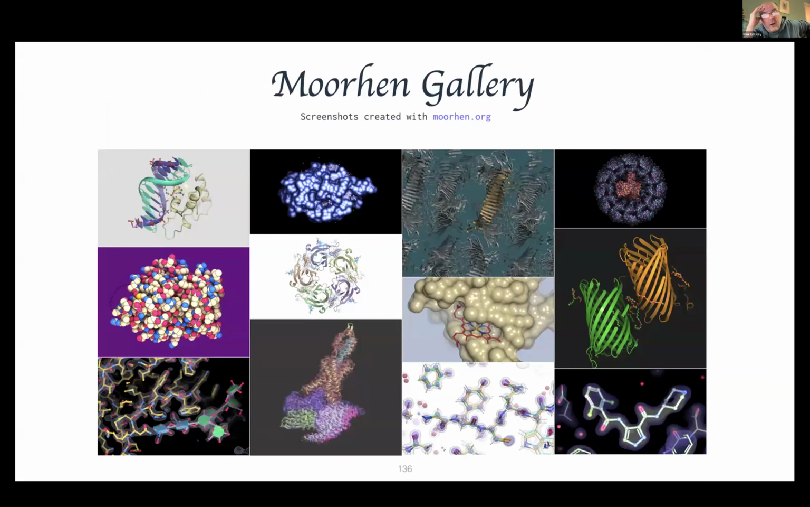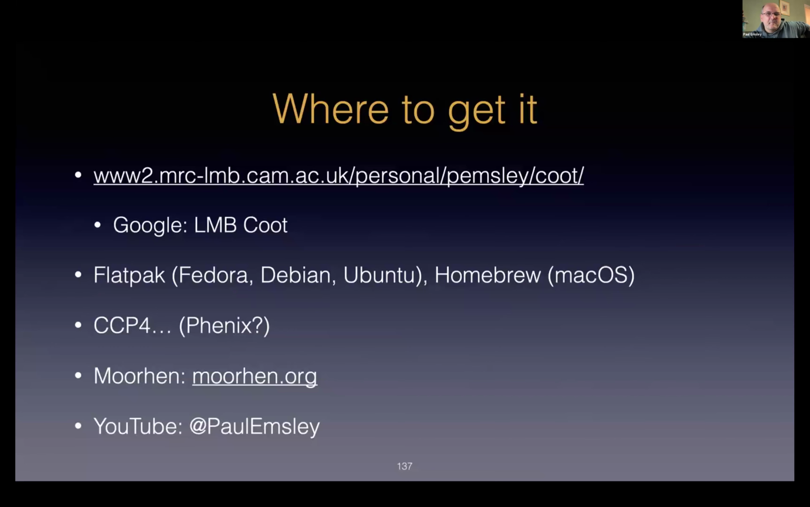I mentioned that there was a gallery, and this is how one gets to it. This is what it looks like. How you get to it is you go to moorhen.org/gallery, and you click on an image, and it loads up that representation for you, and it sets up the GUI so that you can see what the icon shows you.